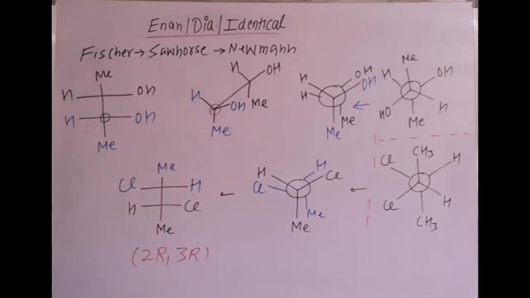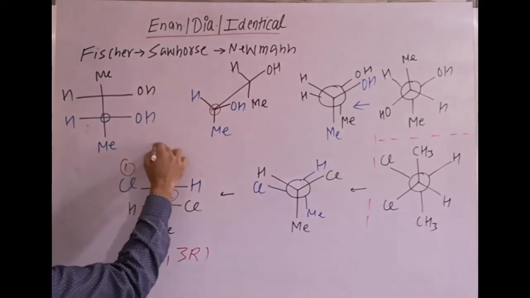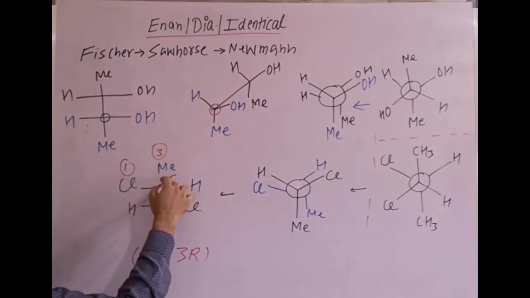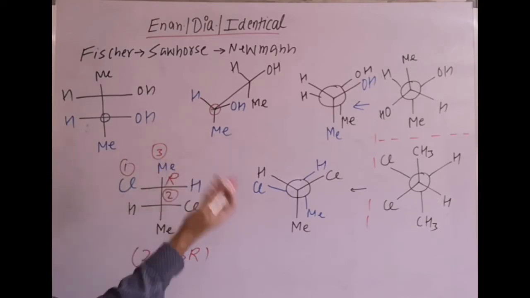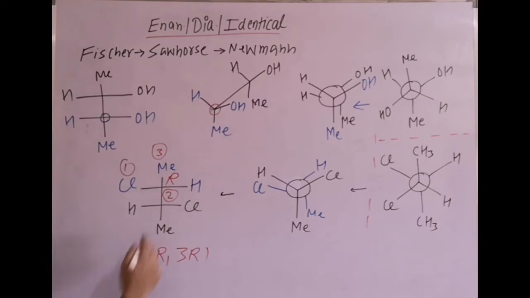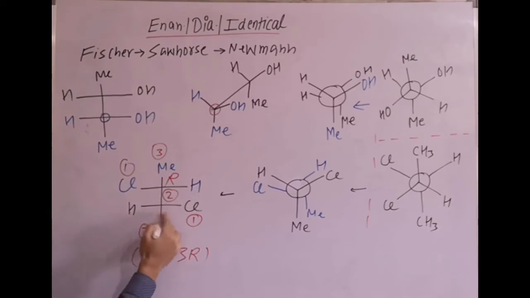You can easily find the RS configuration, with priorities 1, 3 for this one, 2 for this one. I'm using CIP rules: 3, 4, 1, 2, 3 gives S, but it becomes R configuration, because the lowest priority should be on the vertical line. It is not there, so write the opposite answer. Here Cl is 1, this group is 2, this is 3 and this is 4. It is S, which again becomes R, so it is 2R and 3R. You can try more such examples for better understanding.